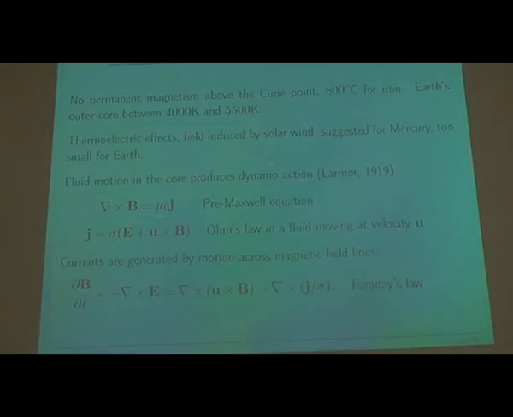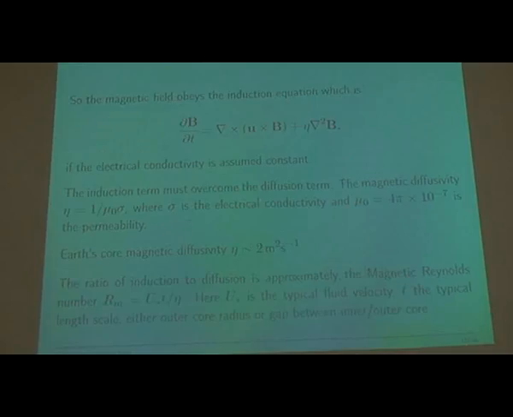So, the pre-Maxwell equation here, and Ohm's law with moving velocity have been covered by both previous speakers, leading, with Faraday's law, to the induction equation here. The idea is that the currents are generated by motion across the magnetic field lines. That term is the crucial term which is actually creating the magnetic field, what's called the dynamo action.